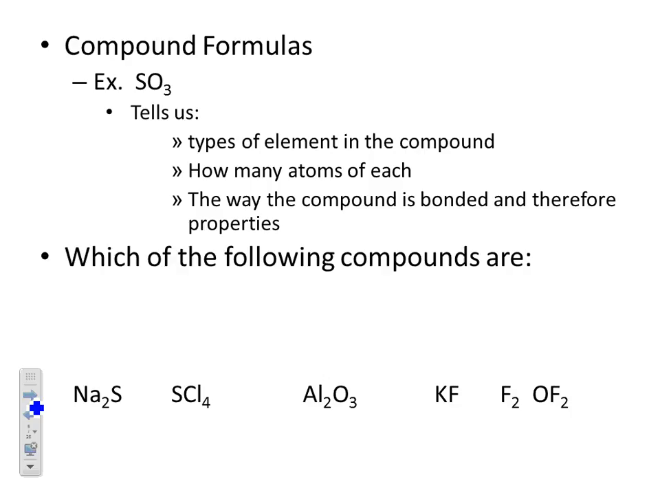Since sulfur trioxide, SO3, starts with sulfur, which is a nonmetal, that tells us that this compound is covalent. And because we know that it's bonded by sharing electrons, we also know some of the properties of sulfur trioxide. It's a gas at room temperature, it's non-electrolytic, it's volatile. Volatile really is only if it's a liquid at room temperature. But that will tell us the properties of that compound.